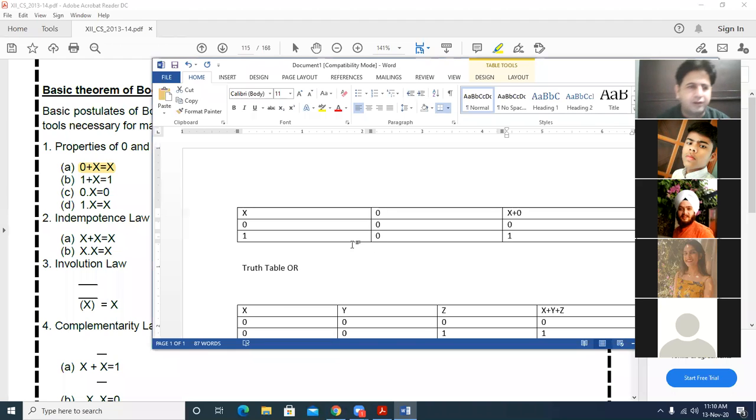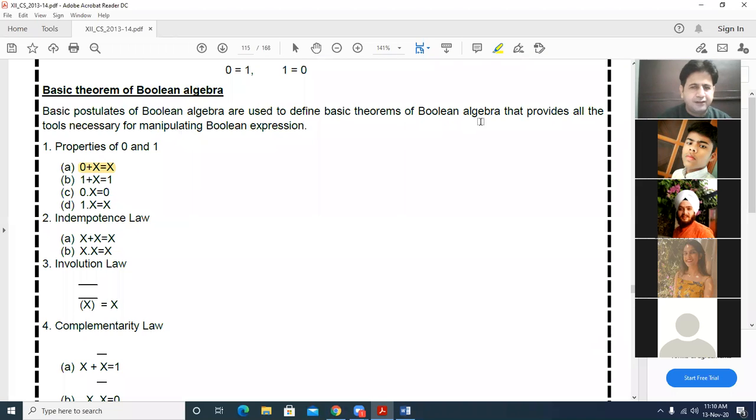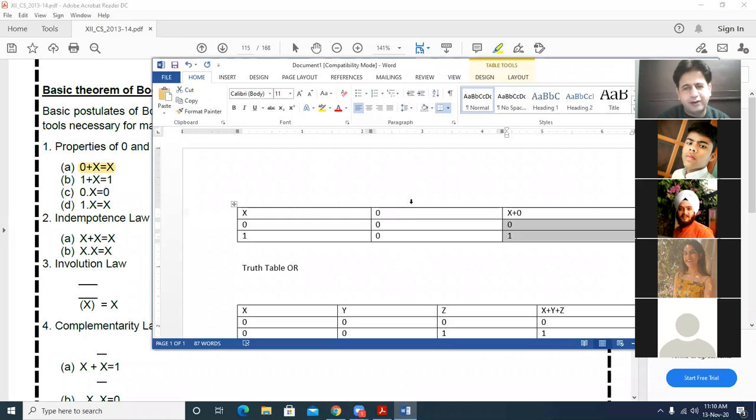Yes, sir. Okay beta, the second property is 1 plus x is always equal to 1. So if we take 1 in place of 0, here also 1 came, here also 1 came. Now 0 plus 1, plus means OR, look at here, 0 or 1 is always 1, and 1 or 1 is always 1. So look at here, all 1s came in this. So it means 1 plus x is always equal to 1.